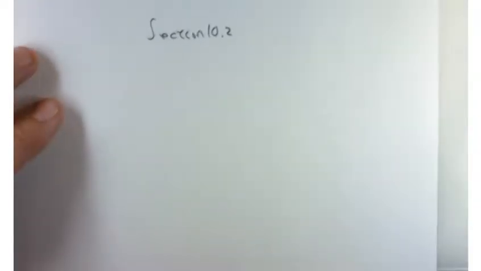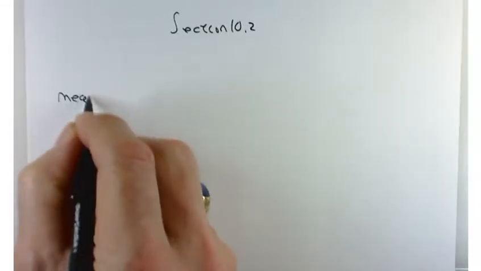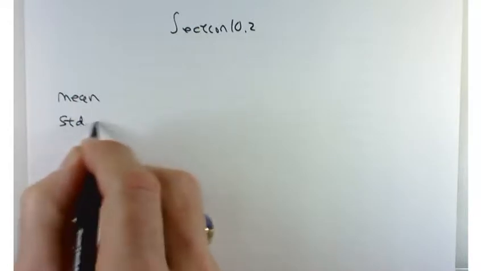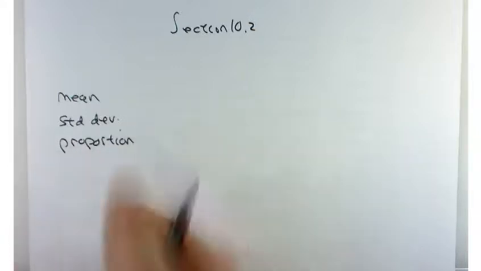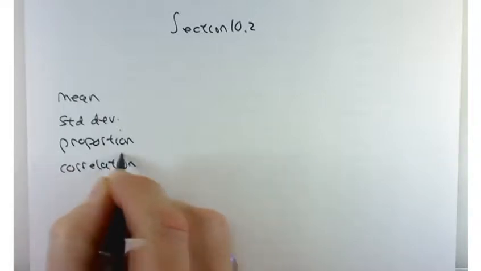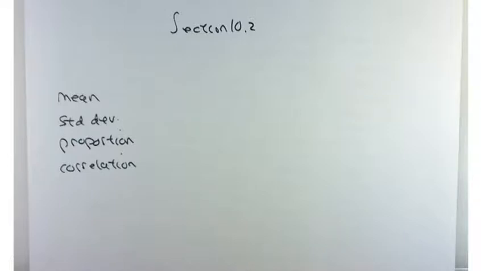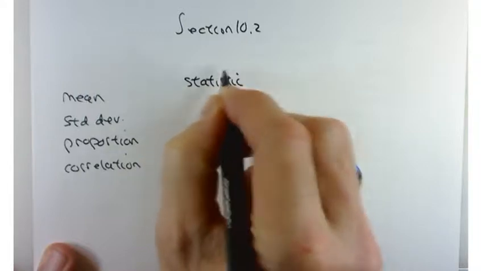So this is section 10.2, and we should probably zoom out a little bit so you can see something other than my knuckle. All right, so mean, standard deviation, proportion, and correlation. Now for each of these, depending on whether you had a population or a sample, we could calculate all of them. It's just, are you going to call it a statistic, or are you going to call it a parameter?